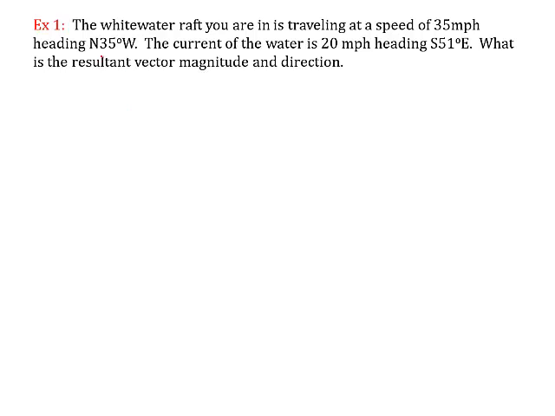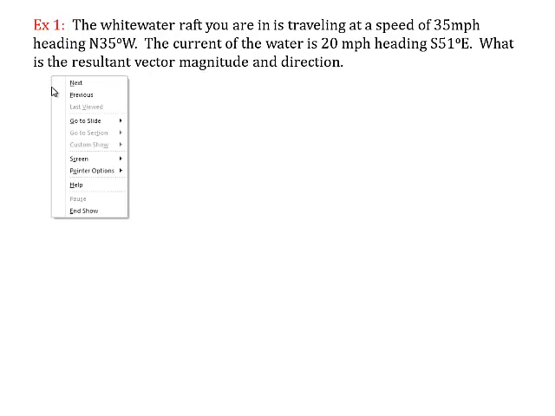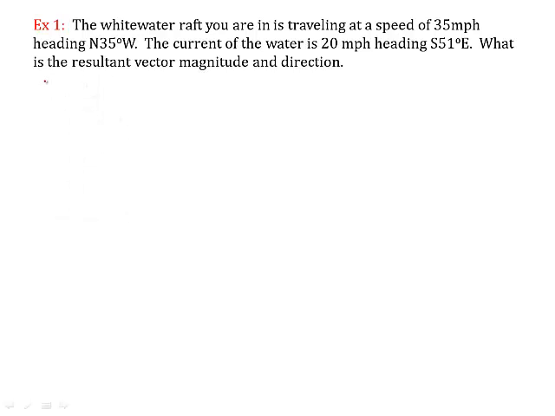The whitewater raft that you're traveling in has a speed of 35 miles an hour, heading northwest at 35 degrees. Okay, so I'm going to draw this out. Northwest is this direction. Remember, 35 degrees is this right here. Now in order to know what that vector angle is, I just need to add 90 degrees to it. So I get 125 degrees, and the speed is 35 miles per hour.